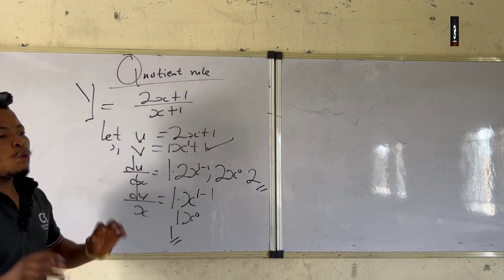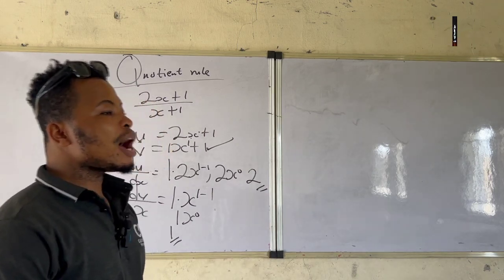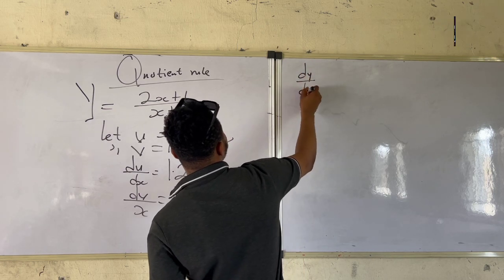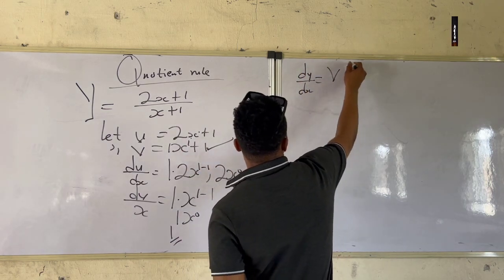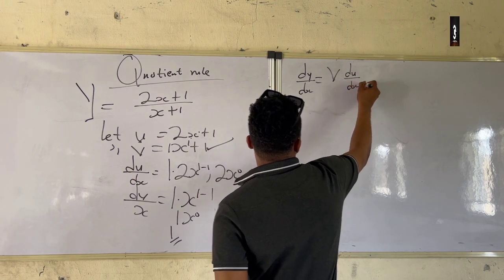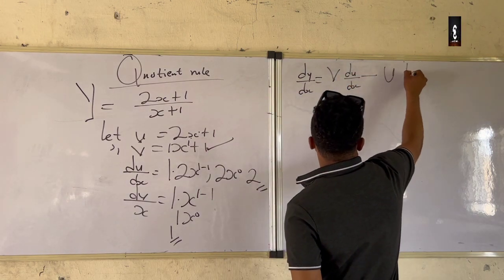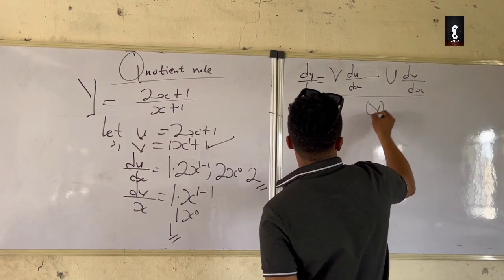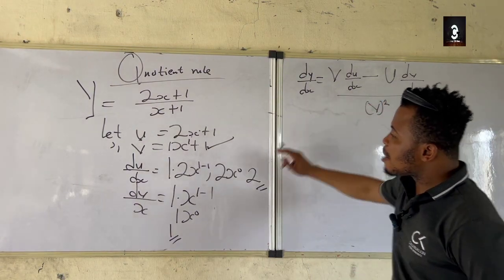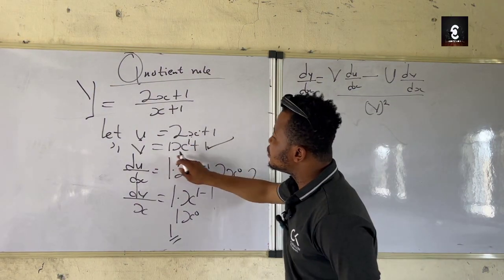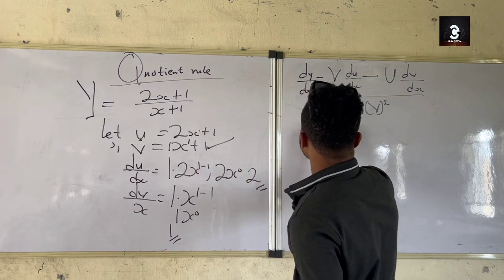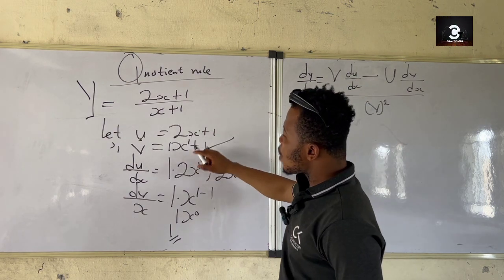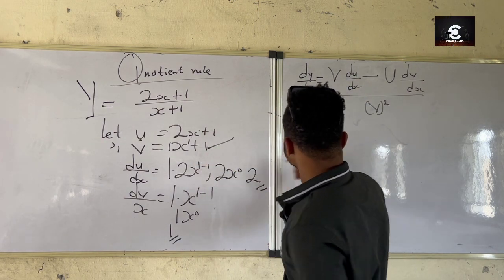This is quotient rule. What do I do now? All I need to do is state the formula. The formula is dy over dx is equal to v multiplies du over dx minus u multiplies dv over dx, all over v raised to power 2. What is our v? From this question, I told you let v be this, so our v is going to be x plus 1. And what is our du over dx? Our du over dx gave us 2.